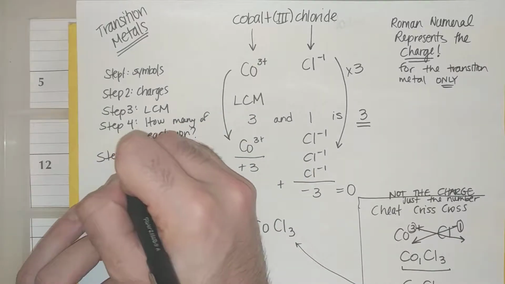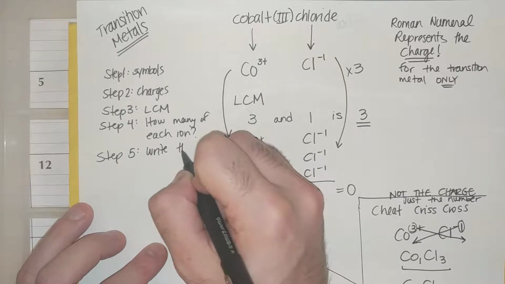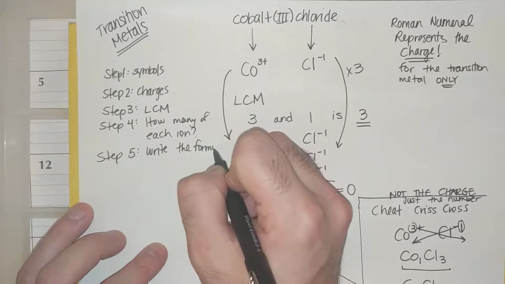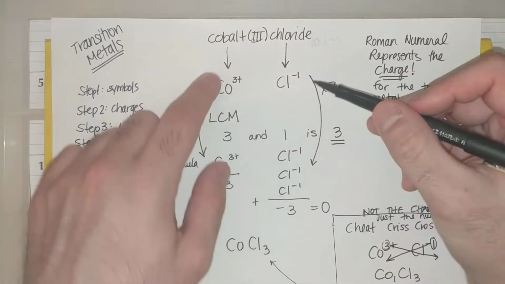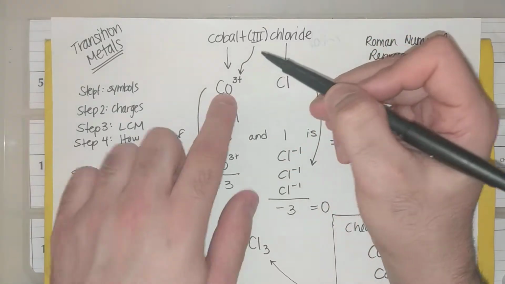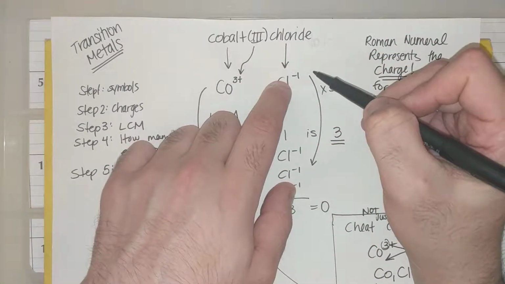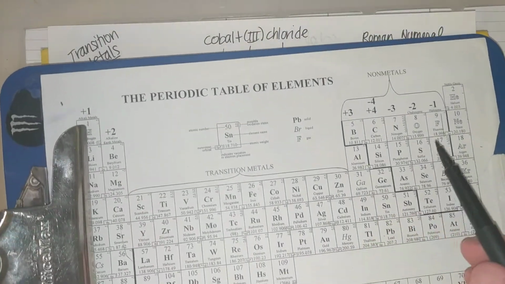And then step 5 is finally writing the compound, writing the formula. And that's what we did. So to recap that, first we wrote the symbols, then we figured out the charges. I remember the Roman numeral was the charge for my cobalt. The -1 for the chloride came from the periodic table here, right?